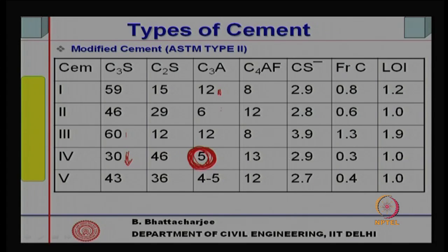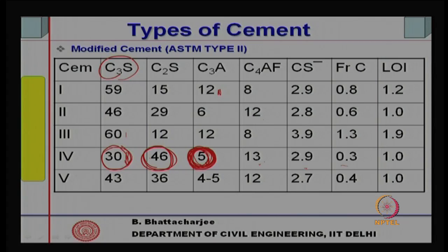C3A content is only 5%, and further to reduce the heat of hydration, because C3S reacts early, this is also much less, but long term strength will be better, so you put higher C2S. So this is low heat cement. Rest of the things, of course, there are some changes, but not very significant, marginal. A low heat cement will have less C3A as well as less C3S. Then something has to increase, and it is the C2S which increases.